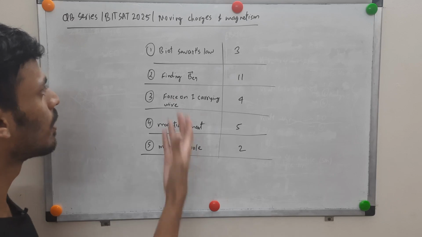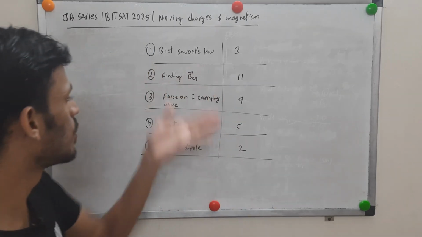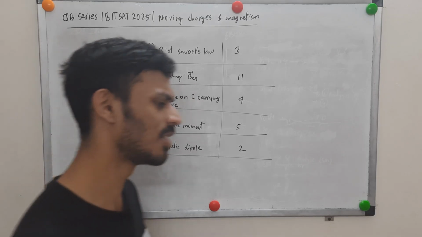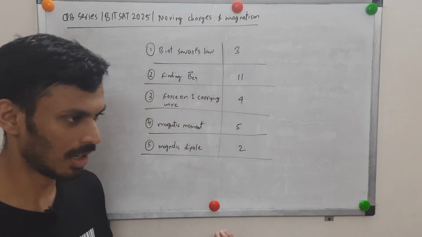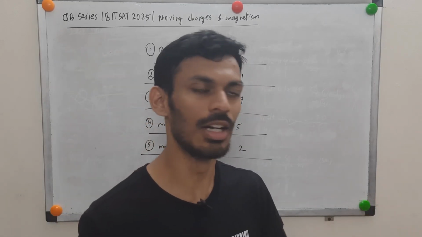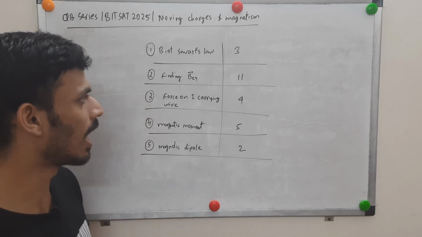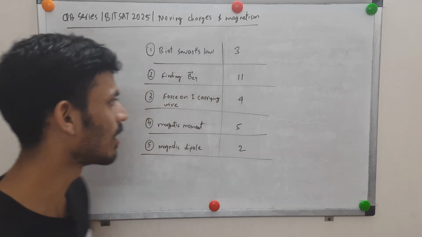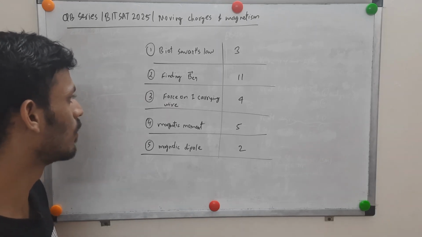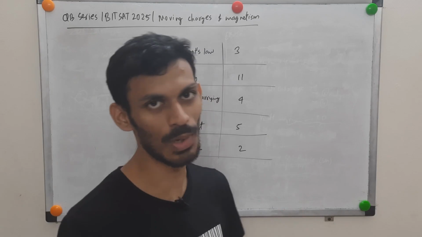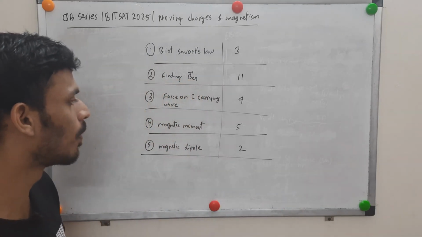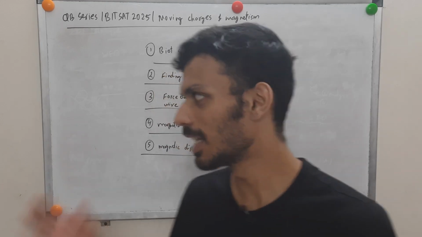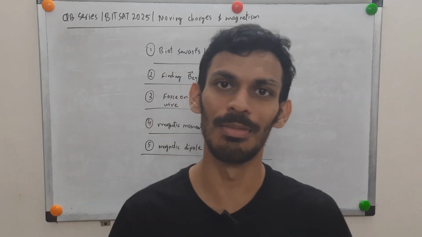Here we have the previous year trends for this chapter. We have 3 questions from Biot-Savart's law. Then we have finding B equivalent, basically application of Biot-Savart's law, where you'll know the formula for a ring and for a wire, and a combination of those can be given. 11 such questions are asked. One of the most favorite topics for BITSAT is to find this magnetic field. Then force on a current carrying wire, 4 questions, then magnetic moment, 5 questions, and finally also questions from magnetic dipole. That is the previous year trend. Now we shall practice some questions based on this.